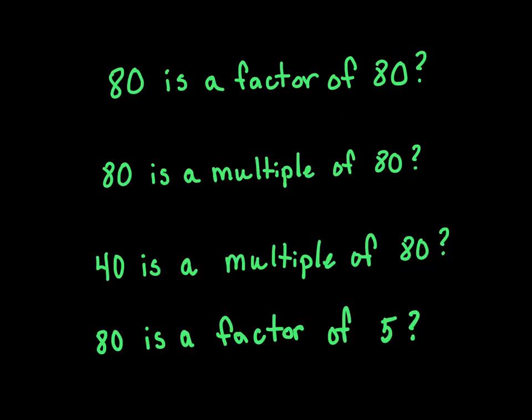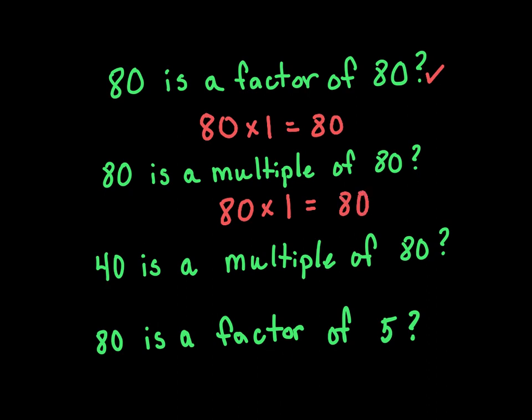Is 80 a factor of 80? Yes, it is, because you have 80 times 1 is 80. So yes, 80 is a factor of 80. Is 80 a multiple of 80? Yes, because 80 times 1 is 80. It's the same thing. I could say, what's the first multiple of 80? 80.